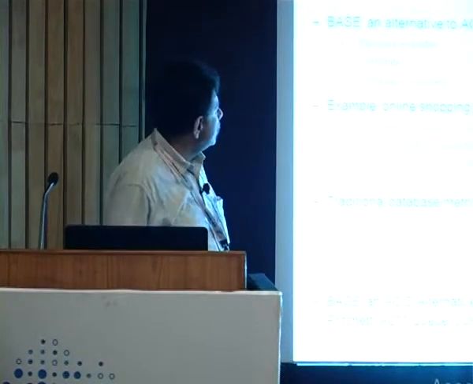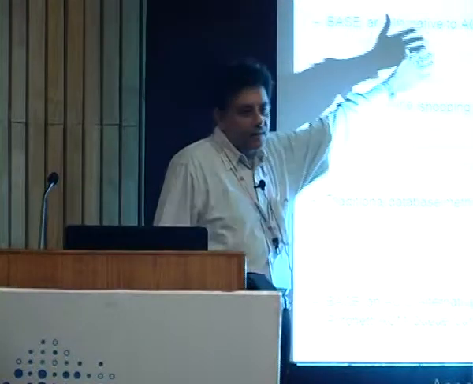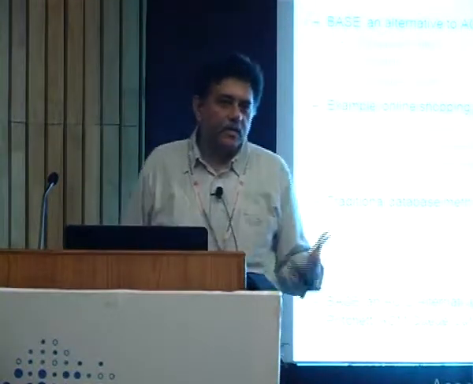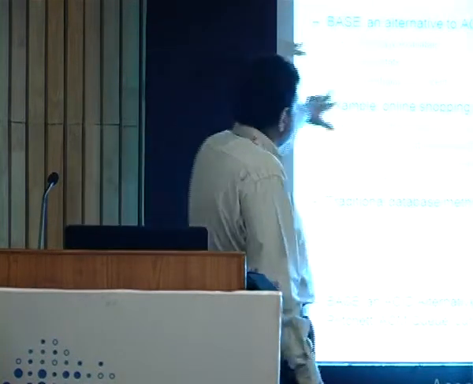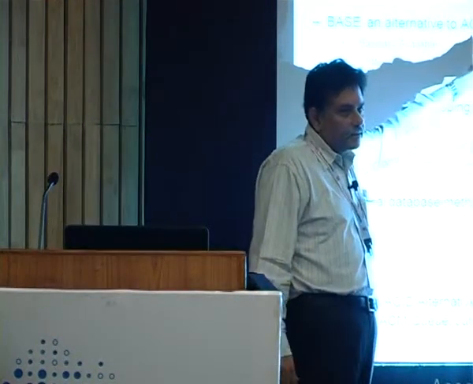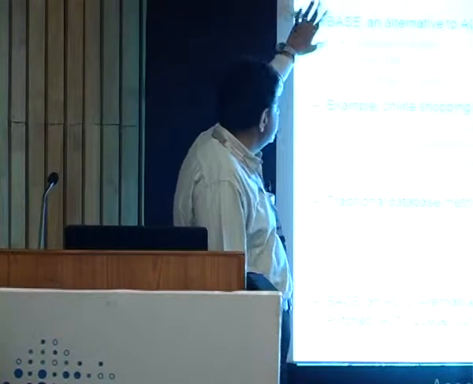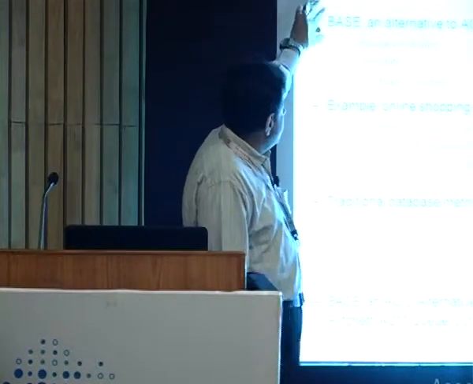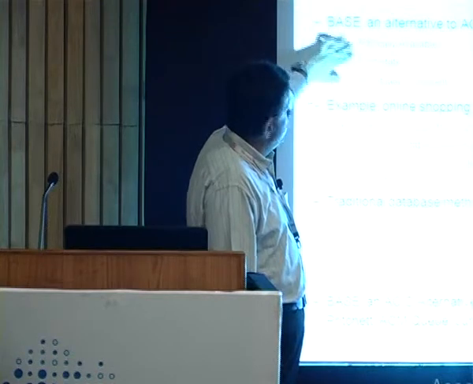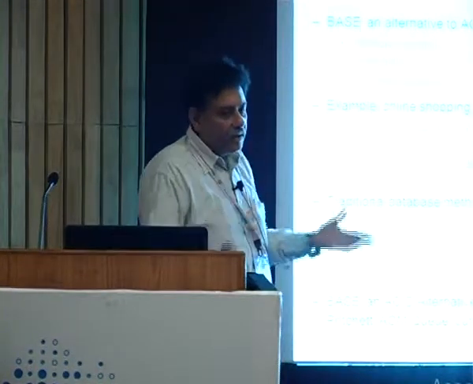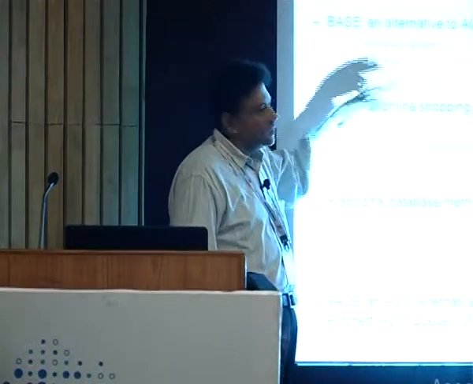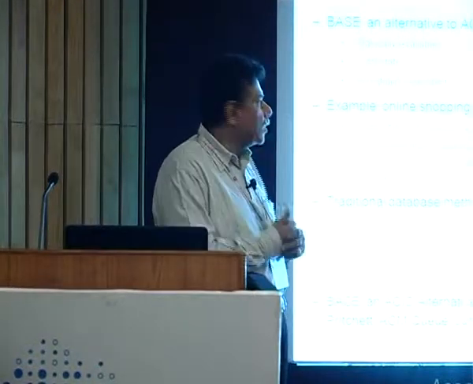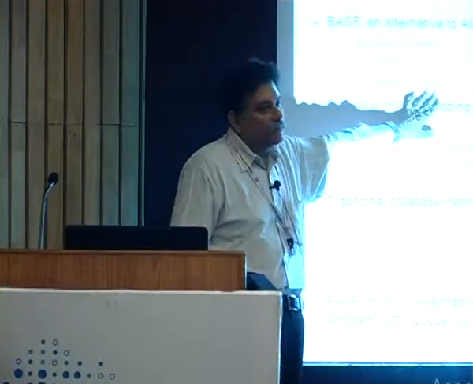So ACID, I think we're all familiar with from databases. It guarantees strict consistency: atomicity, consistency, isolation, and, I forget what the D is, but whatever that is. He says BASE, on the other hand, is basically available, which means it's not guaranteed to be available 100% of the time. Soft state, which means at any point it's not completely consistent, and it's only guaranteed to be eventually consistent.